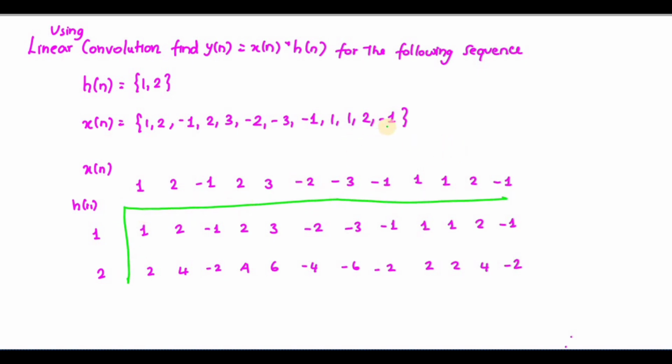So what is the length of x of n? The x of n length is 1, 2, 3, 4, 5, 6, 7, 8, 9, 10, 11, 12. So this is 12 and this one is 2. So what will be my total length? The total length is equal to 12 plus 2 minus 1, so you will get 13. So y of n ranges from 0 to 12. Okay, final output.